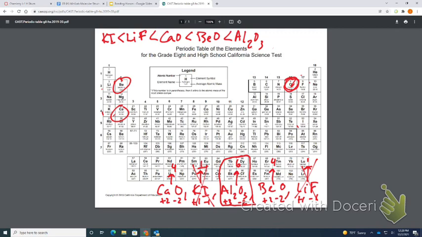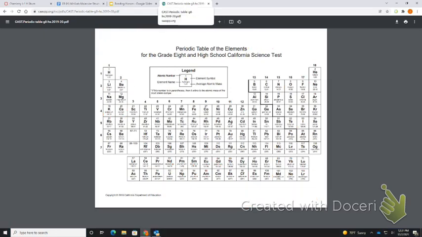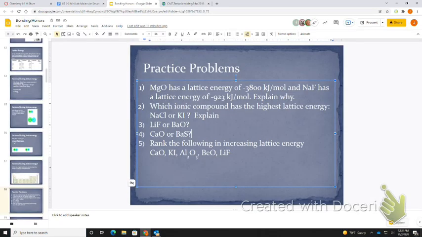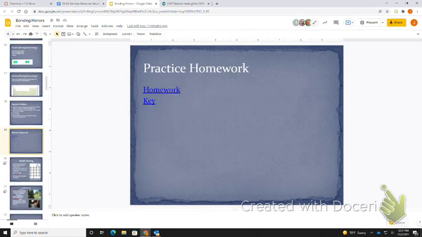All right. Hopefully that helps. That's kind of what we need to be able to accomplish with lattice energy. Okay. On the next slide, there's actually a homework and keys and practice if you want to practice as well.